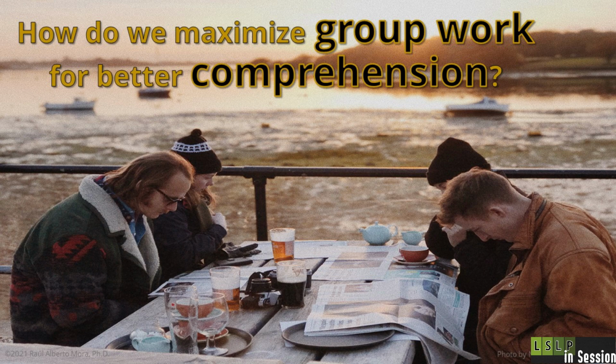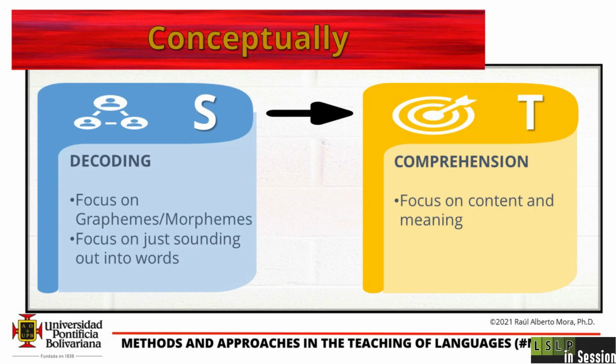So that brings us to the question: how do we maximize group work for better comprehension? That, I think, is at the heart of the matter. And equally important is the difference between decoding and comprehension. And I think conceptually, that's where we are. So when we start asking how we maximize group work for comprehension, the first thing we have to think about is moving away from the notion of decoding and moving into comprehension.